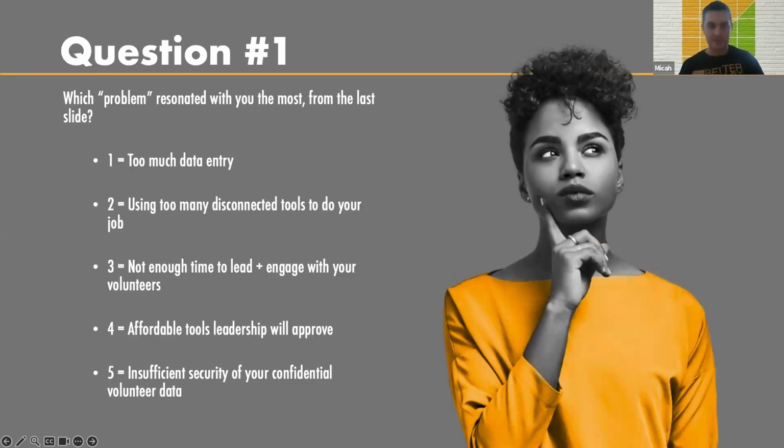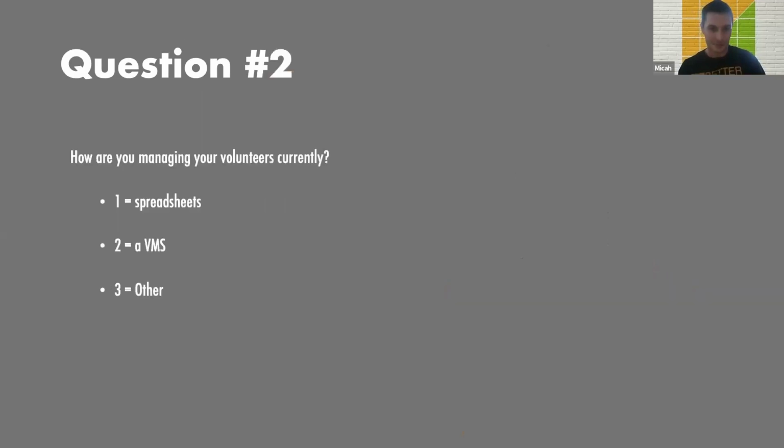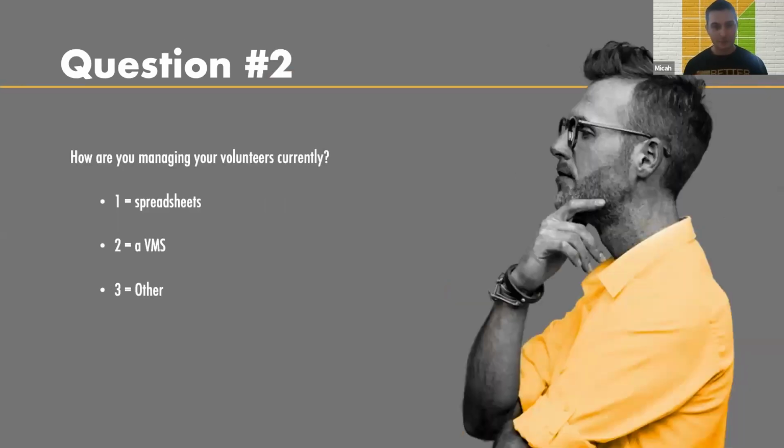The first one's going to be based on these last few slides: which problem resonated with you the most? So let me find my poll right here so we can get this going. Let's launch it. As we see, the first question was which problem resonated with you the most. And the second question is going to be asking how you're managing volunteers currently: if it's a spreadsheet, another VMS, or something else.